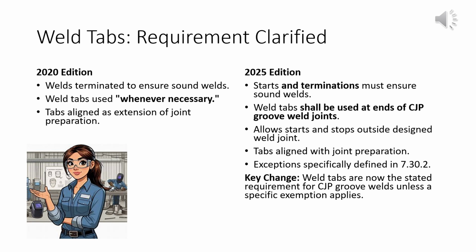Any problems associated with starting or stopping the weld can therefore occur on the tab rather than within the required weld itself. So the significant change here is the language. Instead of using weld tabs whenever they're considered necessary, the 2025 edition establishes them as the default requirement for CJP groove weld joints and then tells us when we can omit them.